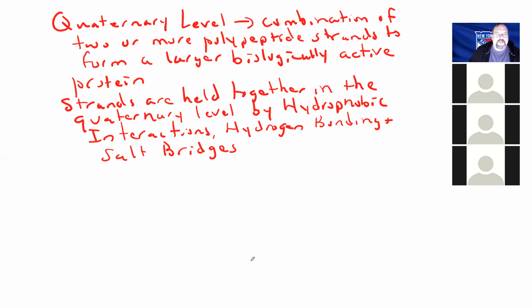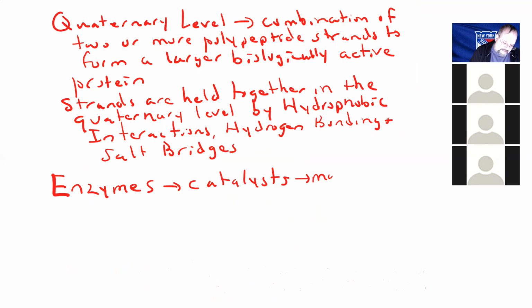All right, so that's a little bit about proteins. So the last part of the chapter deals with a discussion of enzymes. So what are enzymes? What's the function of enzymes? Enzymes are catalysts. And what they do is that they make reactions go faster. Okay.